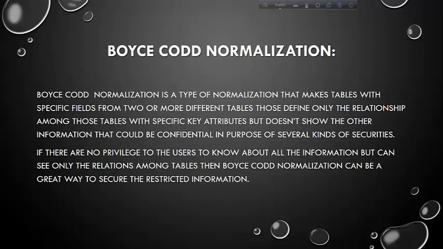Boyce-Codd normalization is a type of normalization that makes tables with specific fields from two or more different tables. Those define only the relationship among those tables with specific key attributes, but don't show the other information that could be confidential, for several kinds of security purposes. If users have no privilege to know all the information but can see only the relations among the tables, then Boyce-Codd normalization can be a great way to secure the restricted information.